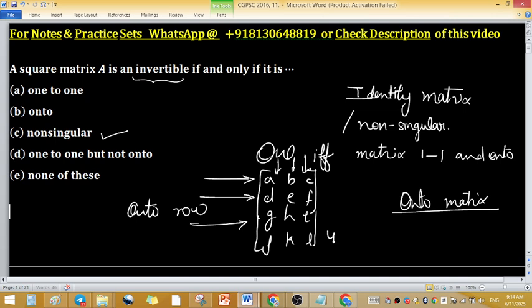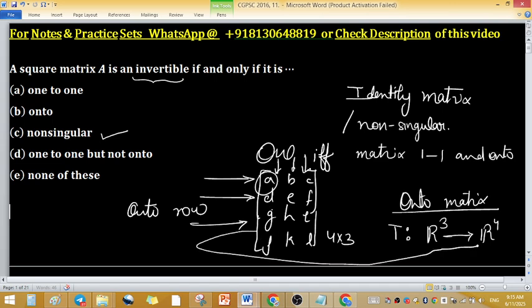So this matrix is 4 cross 3. You can consider a linear transformation going from R3 to R4 like this. When the number of pivots in rows equals 4, then the matrix representation is onto.